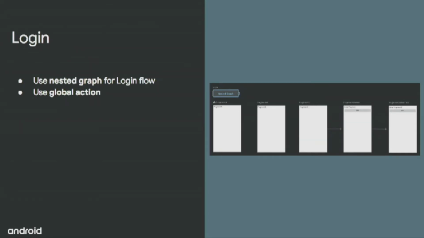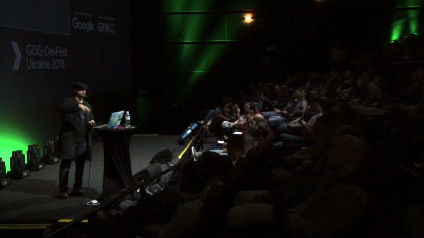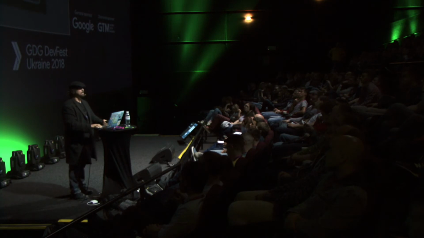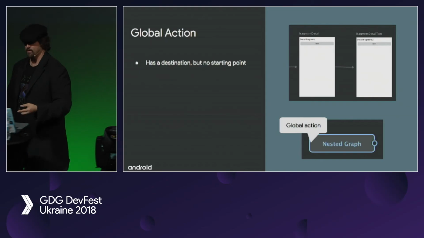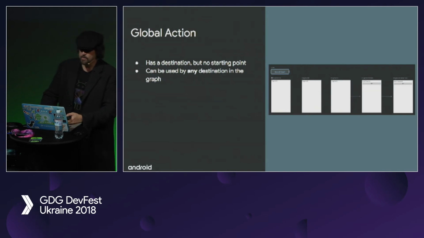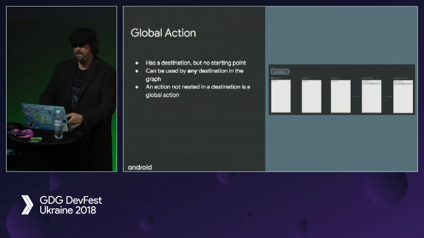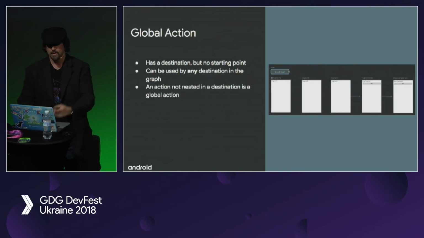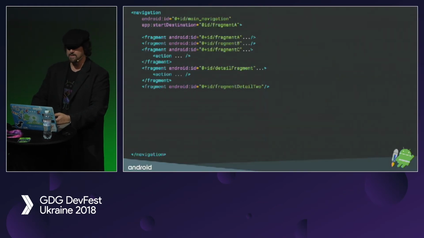So remember I talked about actions, they're connecting destinations. Well, it turns out you can also create a global action that allows you to connect any destination to something else. And that's still useful because you still end up getting the ability of having safe args. It just doesn't make it really clear in terms of how that works in your graph. And global actions can be used by any destination. And basically, it's any action in your code that's not nested within a destination.